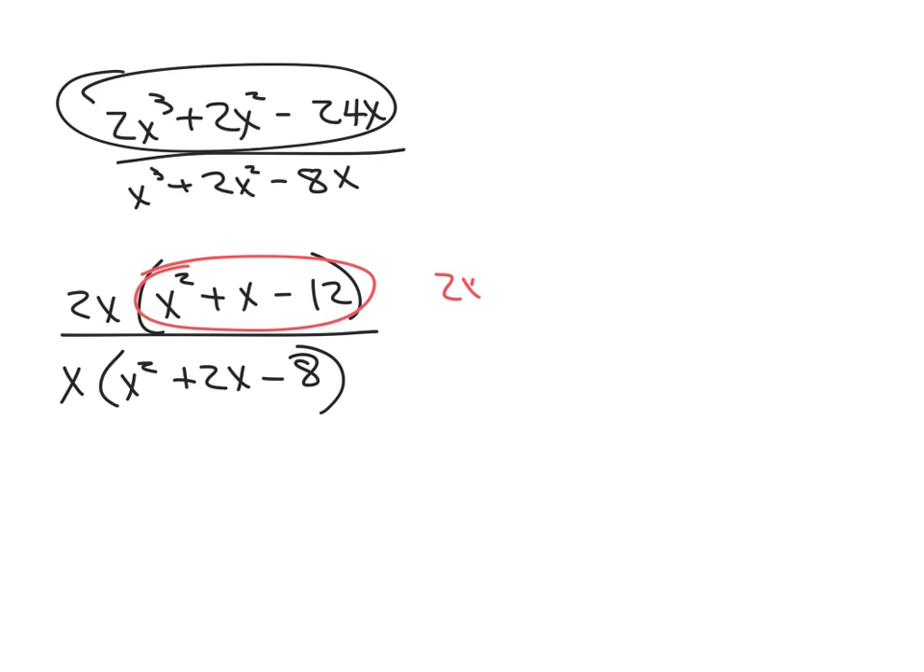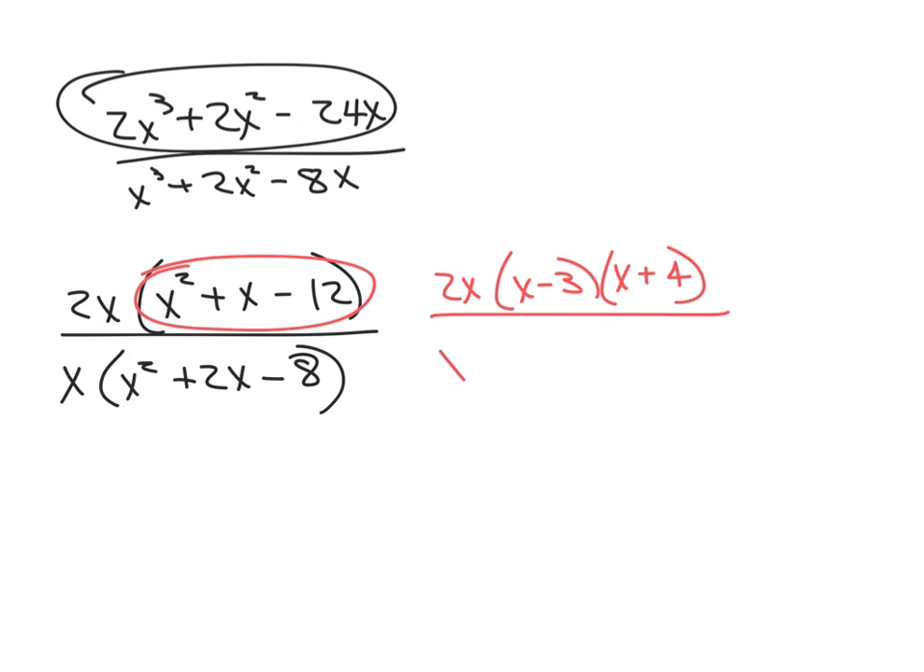So we have 2x times x minus 3, two numbers multiplied together, added, give me a 1x, and I get that because 3 times 4 is 12. In fact, negative 3 times positive 4 is negative 12. Negative 3 plus positive 4, negative 3 plus 4 is a positive 1, so that's good.